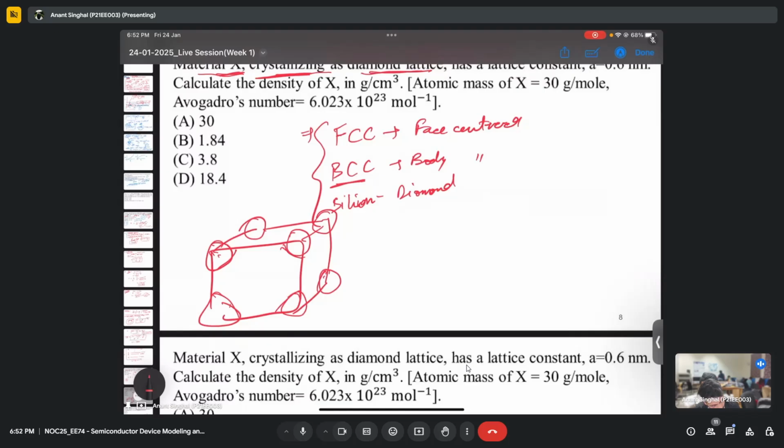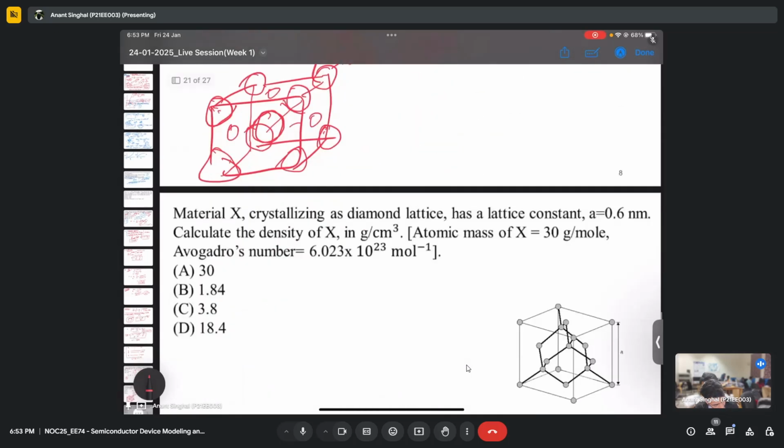And face centered, that means every face has a half part of the atom. I mean every face has certain atoms. Or sorry, I was talking about body center. So at the center we have an atom, so that is why it is body centered. I hope this is clear. I mean this is straightforward.